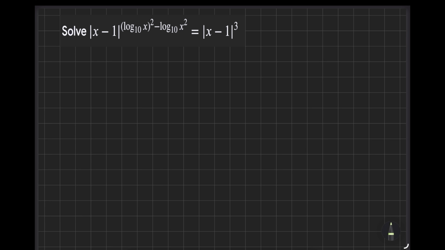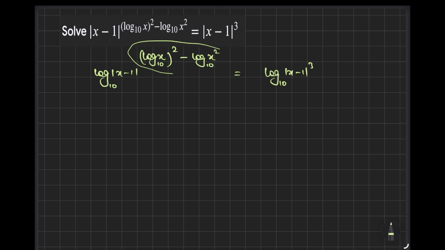Okay. If we take log on both sides, we will be left with log |x minus 1| to the power log x base 10, minus log x square base 10, equals log base 10 |x minus 1| power 3. The base of the log should be 10 because in this question they are using log whose base is 10. Now, you know that this is the power of the argument, so we'll bring it out as a coefficient.